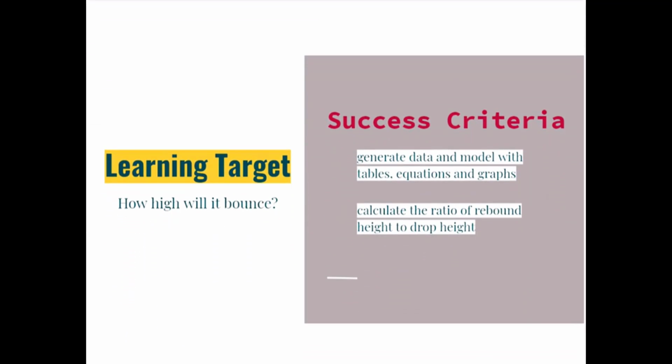Our learning target for today is to talk about how high it will bounce. To be successful, we're going to take some data, generate that data through a model, and show that model through a table, a graph, and ultimately an equation for the data that we come up with. We also want to be able to calculate the ratio of rebound height to drop height.